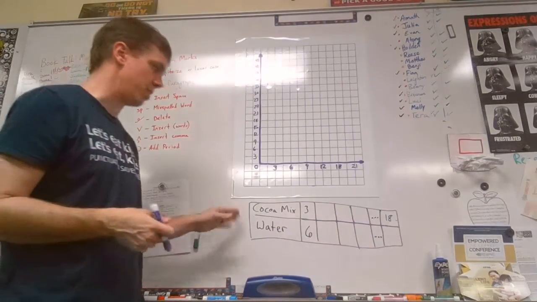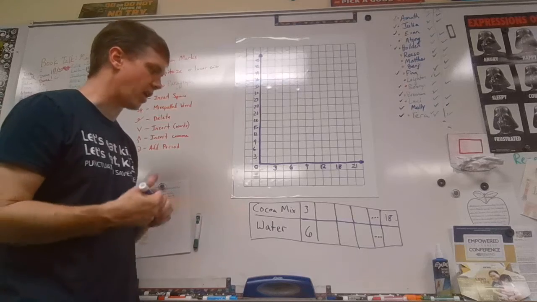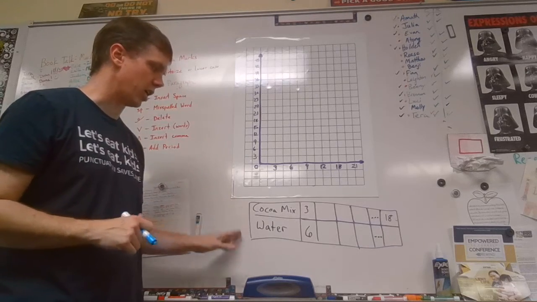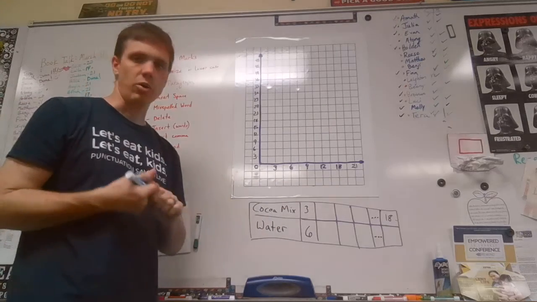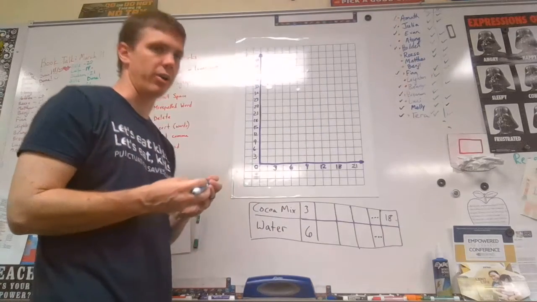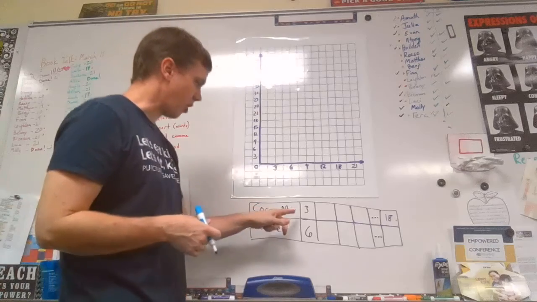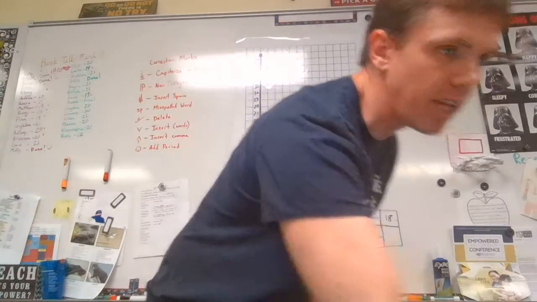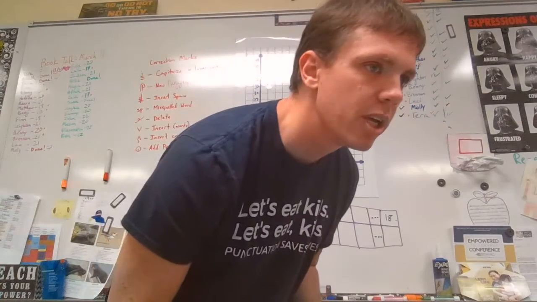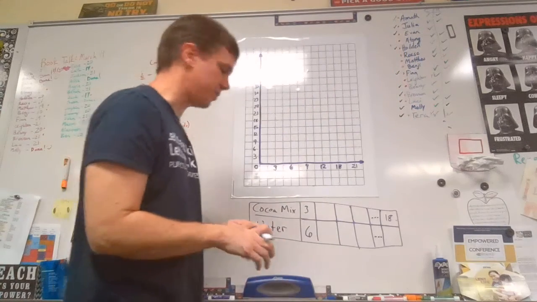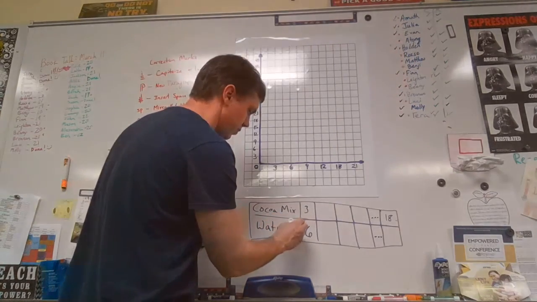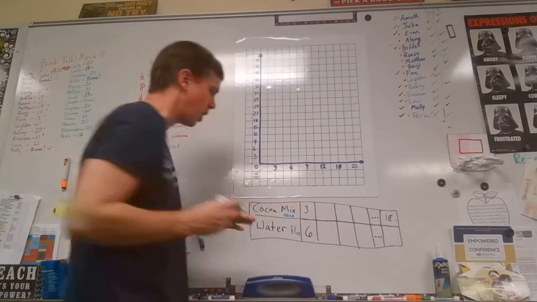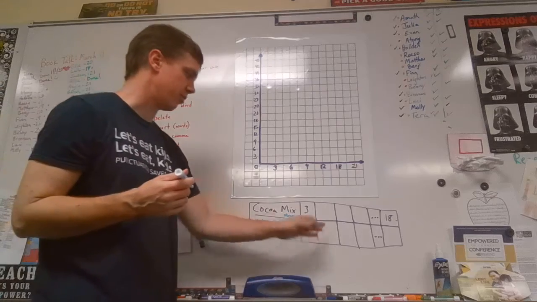So it's basically somebody is making hot chocolate, and they've got cocoa mix and they've got water. First things first, they want to figure out, for each amount of cocoa mix, how much water do I need? So we've got our initial thing. If you have 3 tablespoons of cocoa mix, then you need 6 fluid ounces of water. So this is fluid ounces, and this is tablespoons.